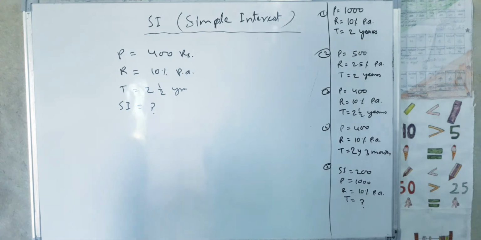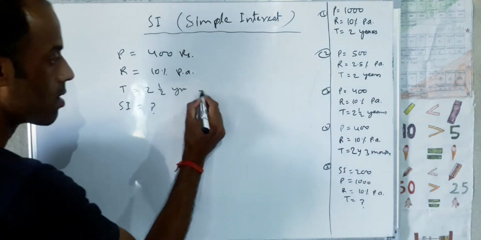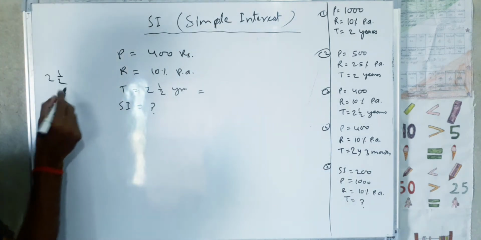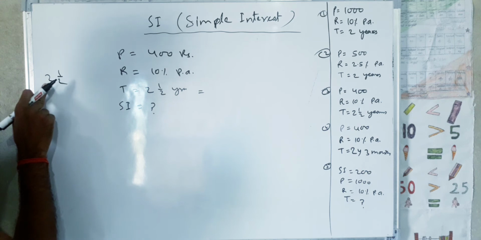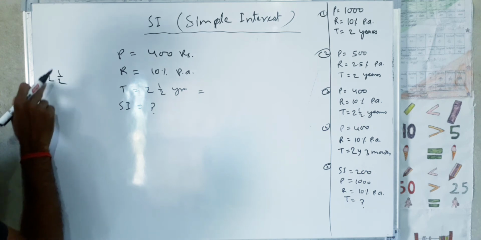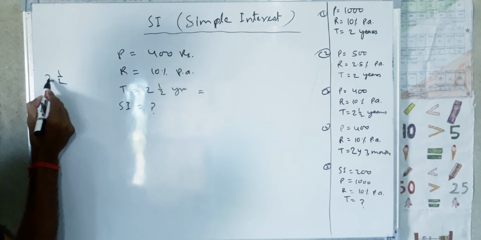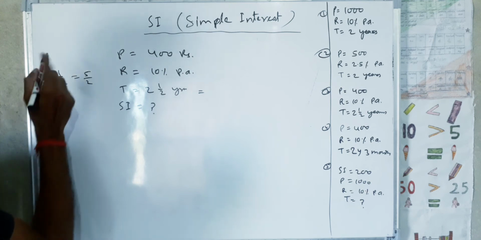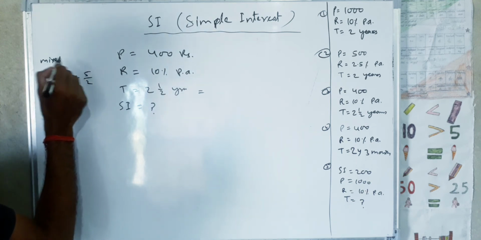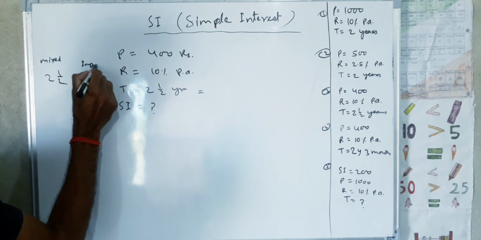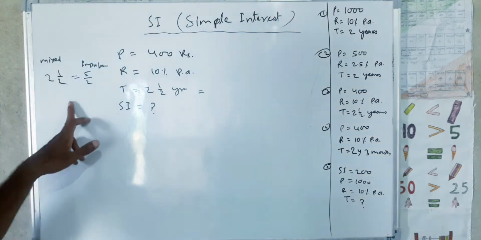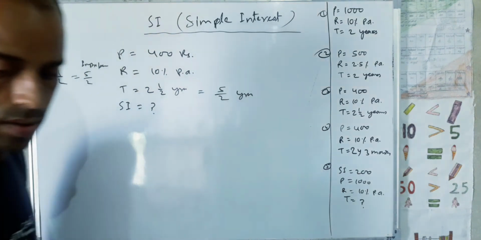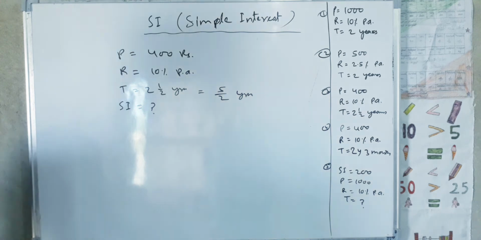So first of all, solve this 2.5. Here 2.5 means 2 2s are 4, 4 plus 1, 5. That means 5 upon 2. This is a mixed fraction and this is an improper fraction. So here we get 5 upon 2 years.